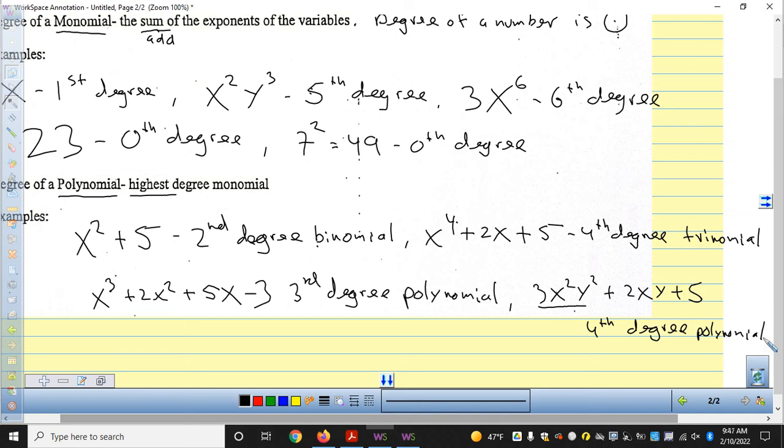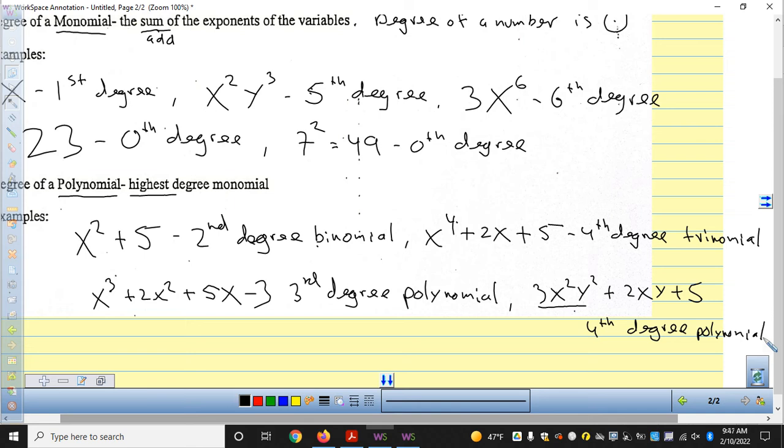So this term, this monomial, we add the exponents to figure out the degree. So this term would have degree 4, 2 plus 2. Yes? So why would we do it with the other one? Which one? The x to the 3rd plus 2x to the 2nd. So these are added, so these are 2 different terms. These are multiplied, so it's 1 term. So we don't combine different terms. We only look at things that are a single term to figure out the degree.